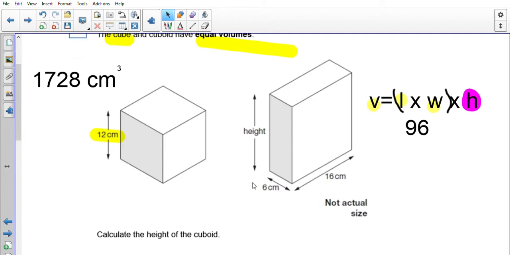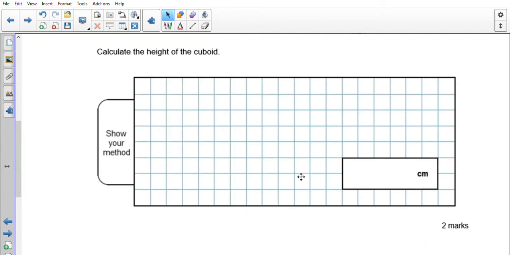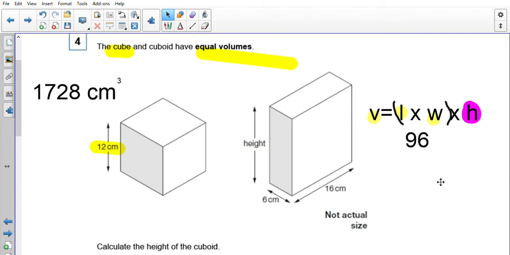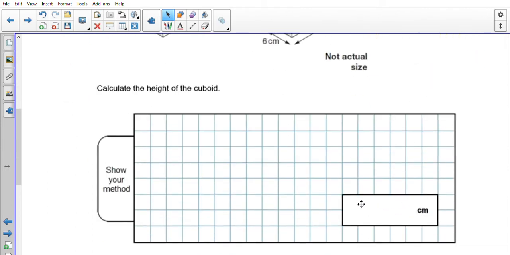I'm going to divide that by 96, and for that I would use my formal method of division. That's why I'd be given this space to show your method. So I'm doing 1,728 divided by 96. That's going to give me my height of 18 centimeters.